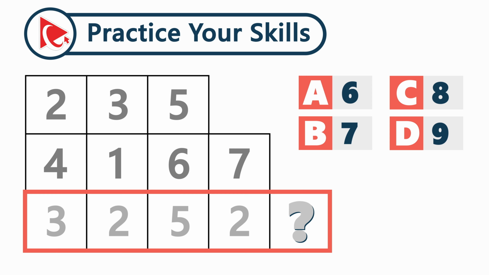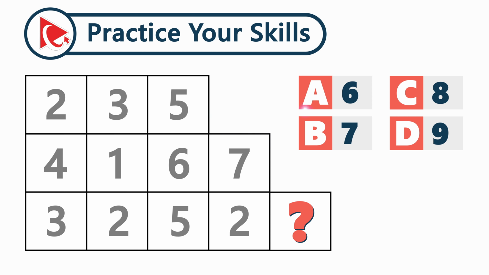And then the third row has numbers 3, 2, 5, 2, and then comes the missing number, which you need to calculate and select your answer out of 4 possible choices. Choice A, 6, choice B, 7, choice C, 8, and choice D, 9.